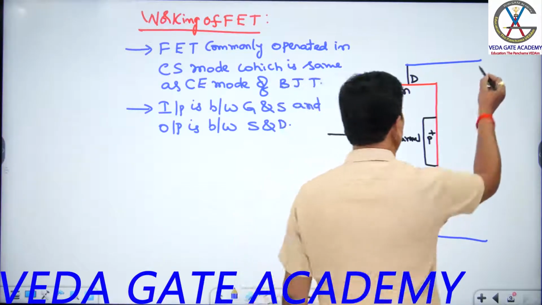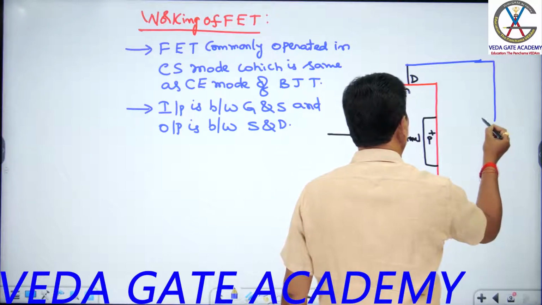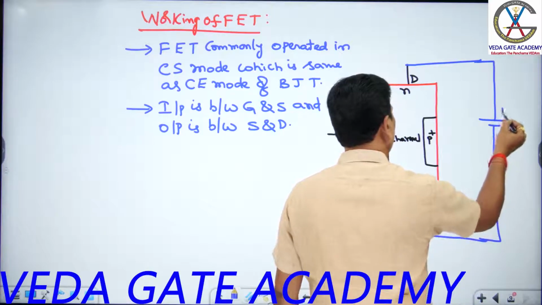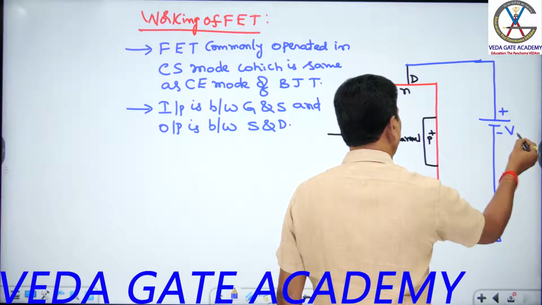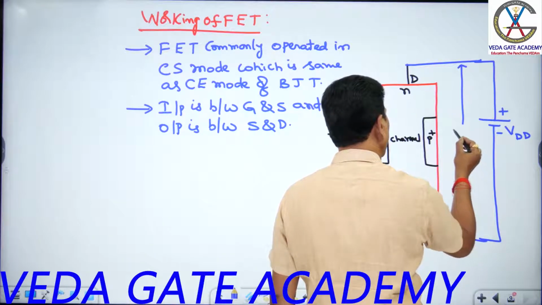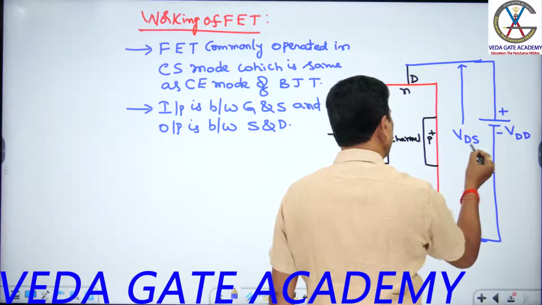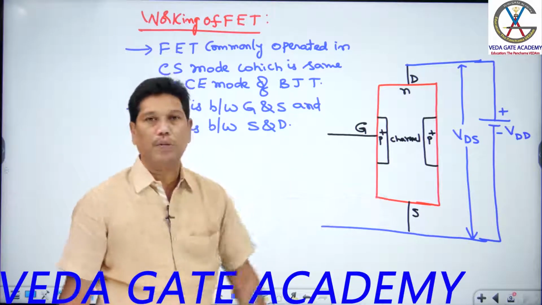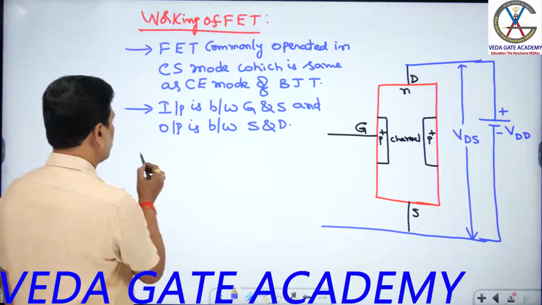Suppose here it is an N-channel body. I maintain the drain positive with respect to the source. And this supply I call the drain supply. The concerned terminal voltage, the drain to source voltage, is simply called the drain voltage. One of that I told you, right?